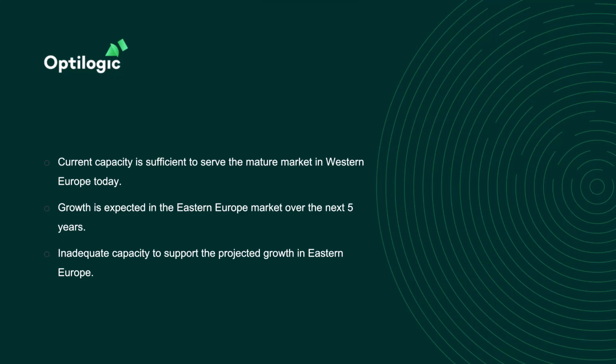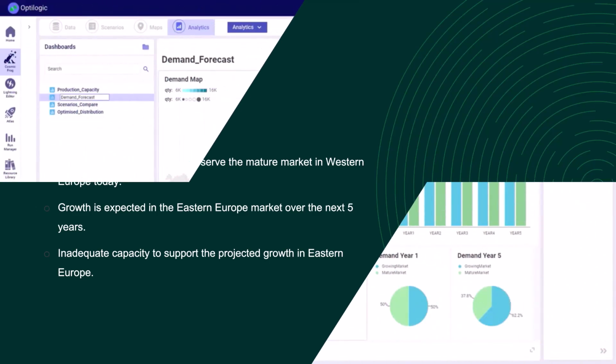Byron will be showcasing a real-world example of a European cheese manufacturer who has sufficient capacity to serve the Western European market today, but needs to expand to cater to the booming Eastern European market in the next 5 years. With the help of this powerful database, you'll gain insights into where and when to invest in additional capacity, ensuring that your business stays ahead of the competition. So let's dive in and explore the power of the Multi-Year Capacity Planning Database.